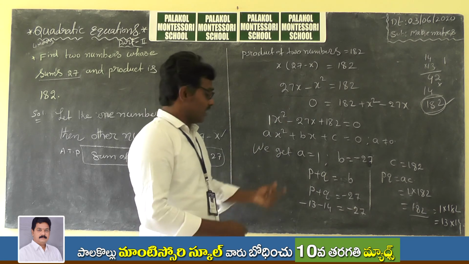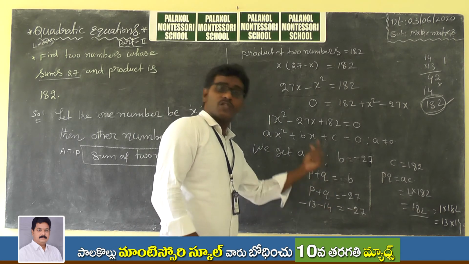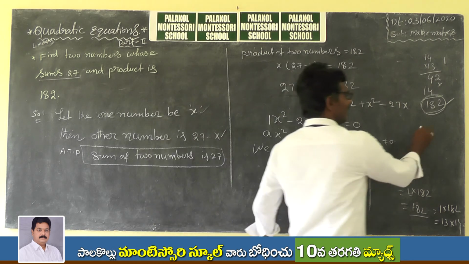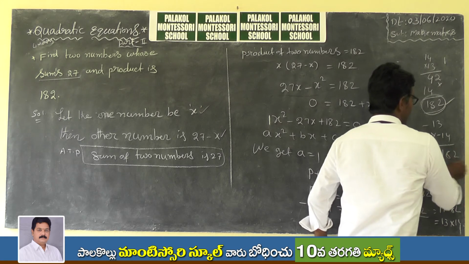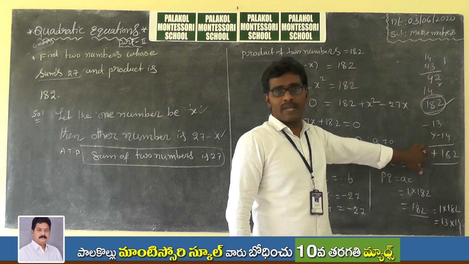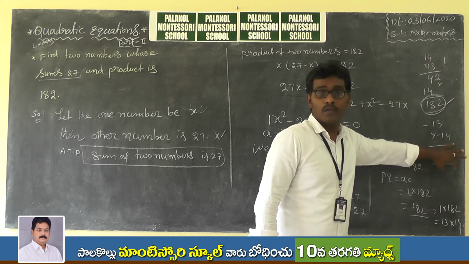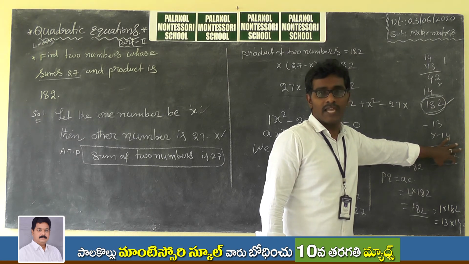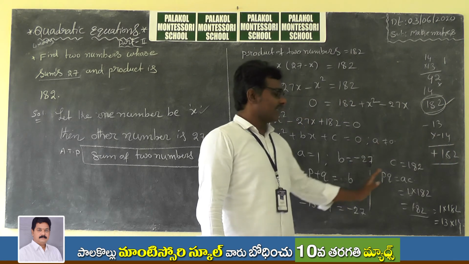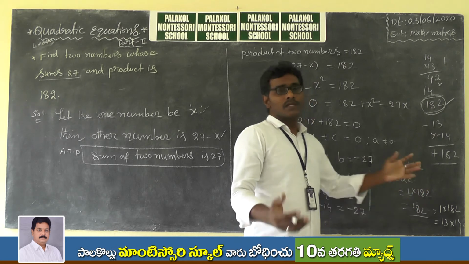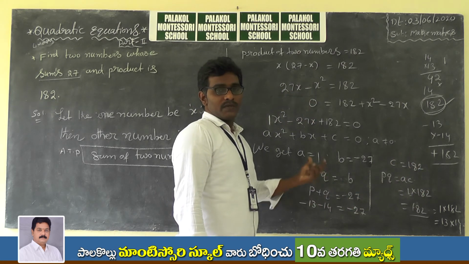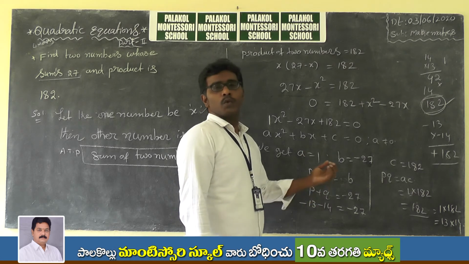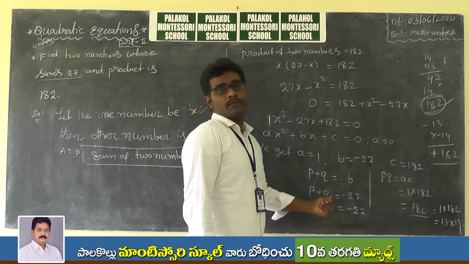Now recheck this: minus 13 into minus 14. Minus into minus is plus, and 13 times 14 is 182. Okay, this is applicable and this one is also applicable, so both are true. That's why the P value you take as minus 13, and the Q value you take as minus 14.